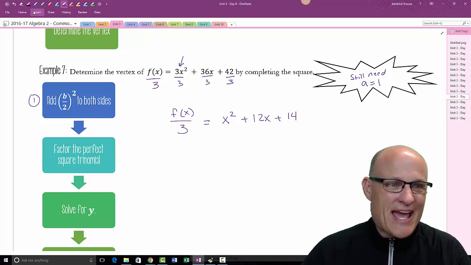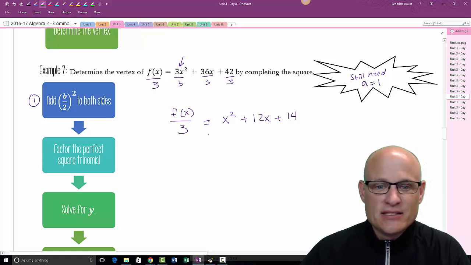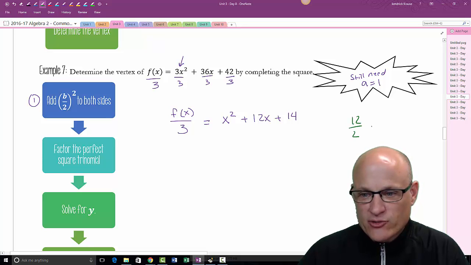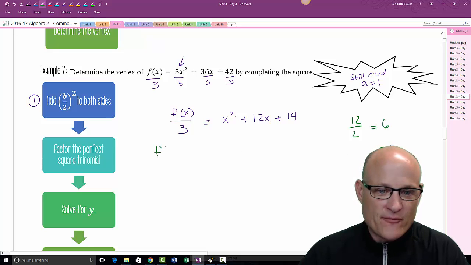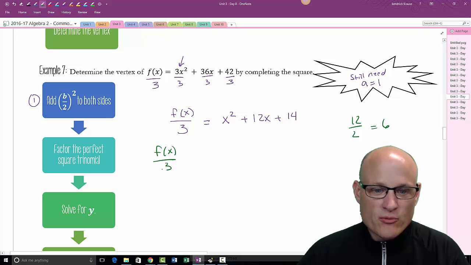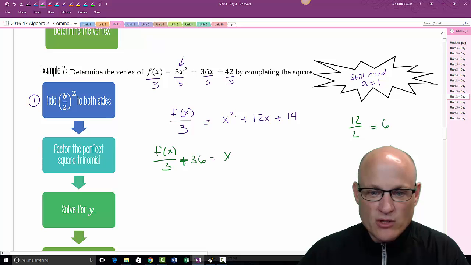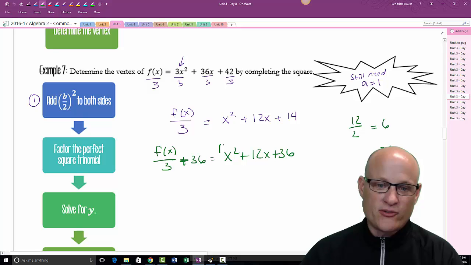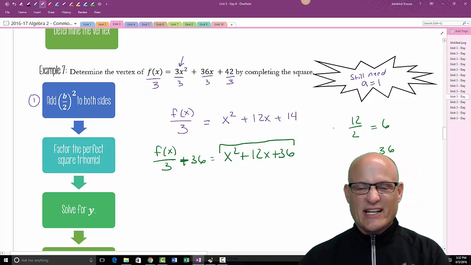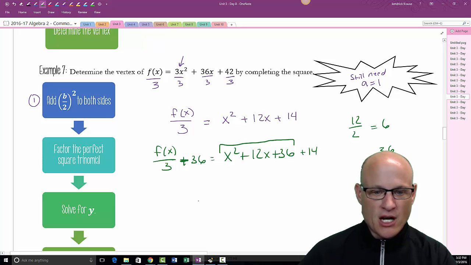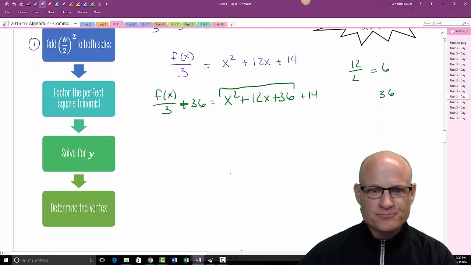Step 1, we're going to add half the b term, so that's 12 divided by 2, which is 6. So we're going to add 36 to both sides. So f of x over 3 plus 36 is equal to x squared plus 12x plus 36. Now we put that 36 here so we continue to create that perfect square trinomial, plus 14.